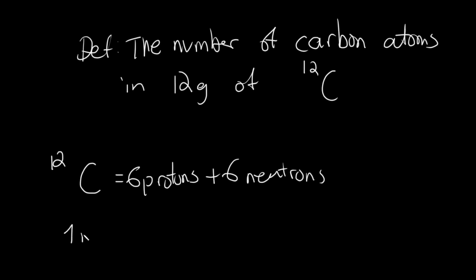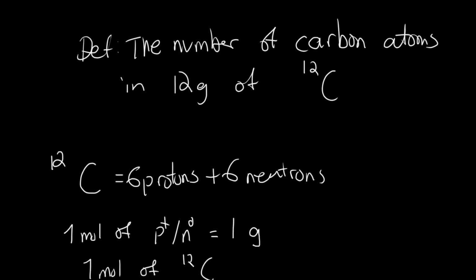And we also know that 1 mole of protons or neutrons equals 1 gram. So since we have 1 mole of carbon-12, it means that we have 6 moles of protons and 6 moles of neutrons. So 1 mole of carbon-12 equals 12 grams. So in this way we can relate moles and grams.